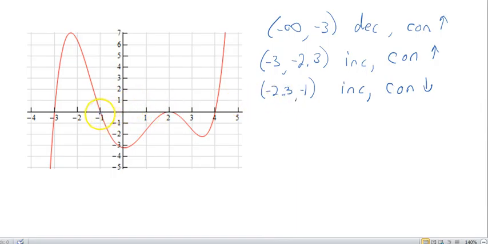From negative 1 to 0, we're below the graph again. So negative 1 to 0, we are decreasing on the original. It is going downhill, so the original is concave down.